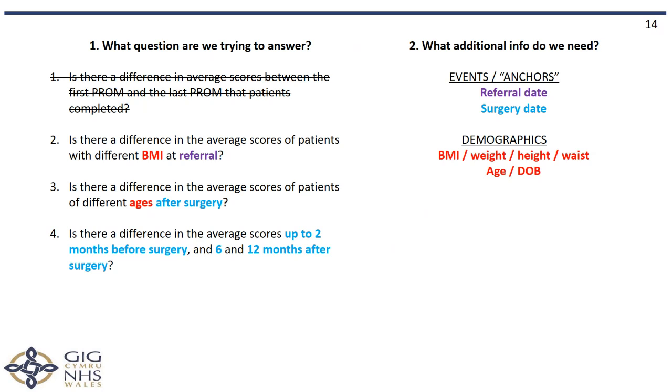So we immediately need additional information here, such as referral and surgery dates, to be able to answer this question. Now, we probably won't be asking patients to give this data alongside the PROM, so we probably need to look for surgery and referral dates and so on somewhere else. And just quickly, we might also want to look at the difference in PROMs between different demographics, such as BMI or ages. And again, we might need to look somewhere else for these too.